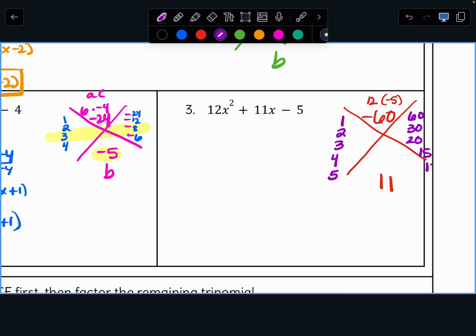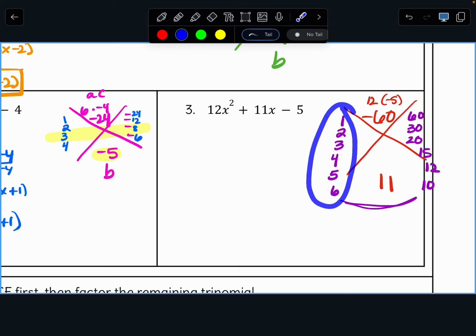5 times 12. 6 times 10. And then I'm done because 7, 8, and 9, which are between these two, don't go into that. So that's why my small numbers are always on this side and the larger numbers are over here. Now I multiply to get a negative answer. That means I have one positive and one negative.